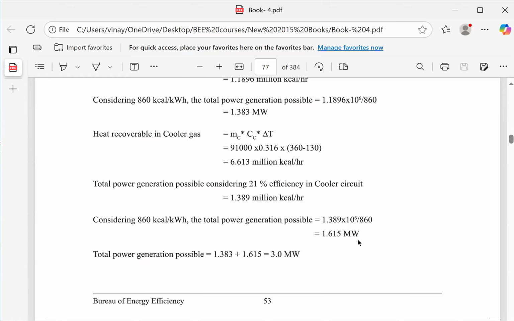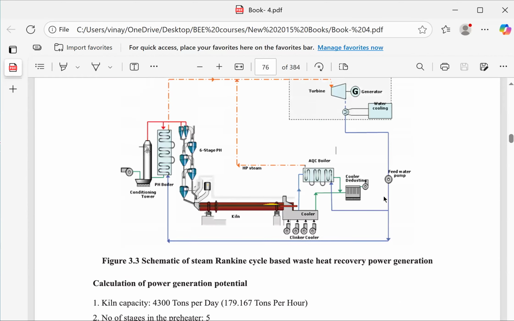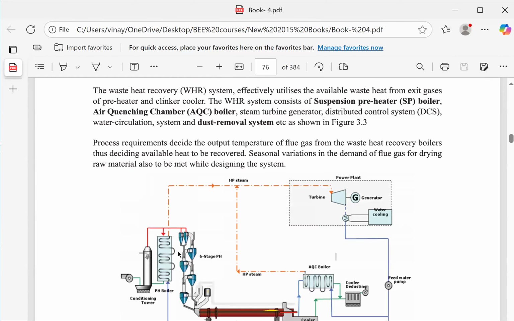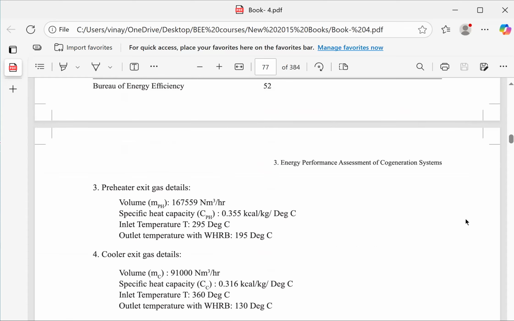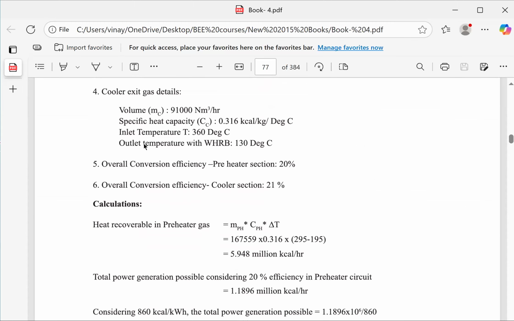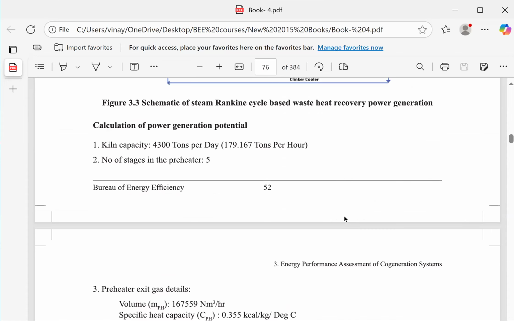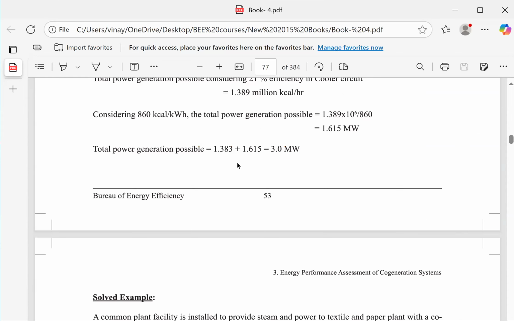So 1.615. So by one generator, that means the heat necessary for generating the power, so much is given from this, and so much from this. Together, the steam is given to the turbine. So what is the total heat input? The cooler gas, you can get the conversions, the preheater gas and cooler gas details. These we have already calculated.